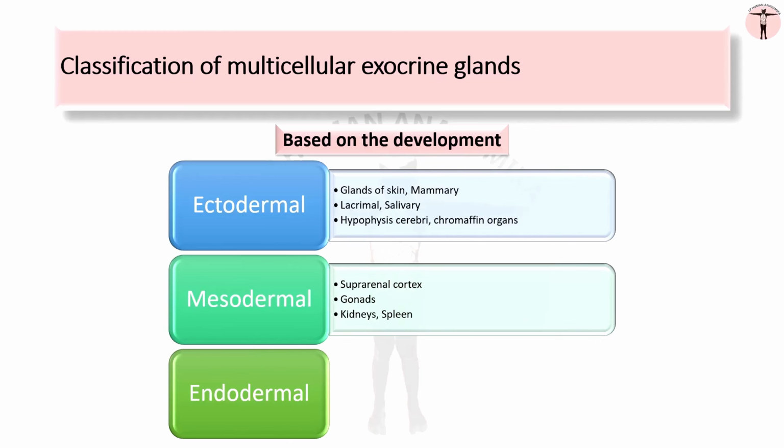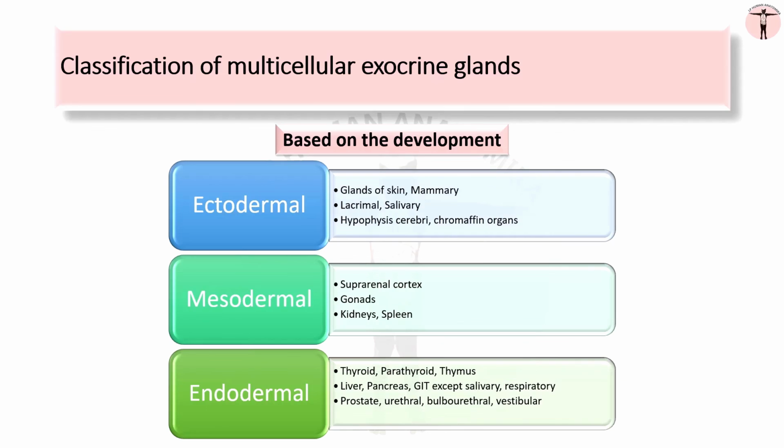If the gland develops from the germ layer endoderm, it is called endodermal gland. Thyroid, parathyroid, thymus, liver, pancreas, lining cells of all glands of the alimentary tract excepting salivary glands, respiratory tract, prostate, urethral, bulbourethral and greater vestibular glands develop from endoderm.